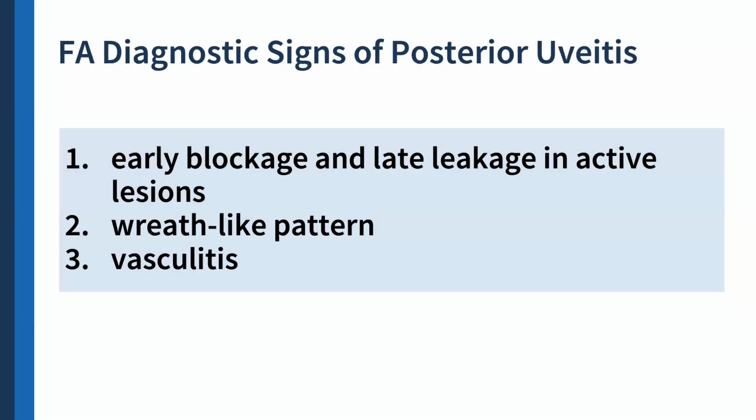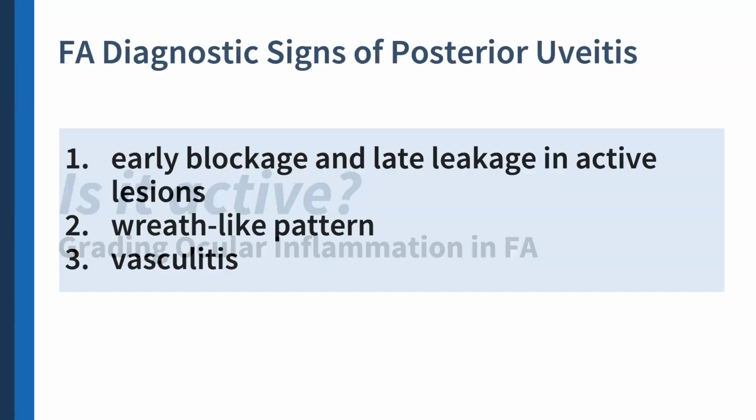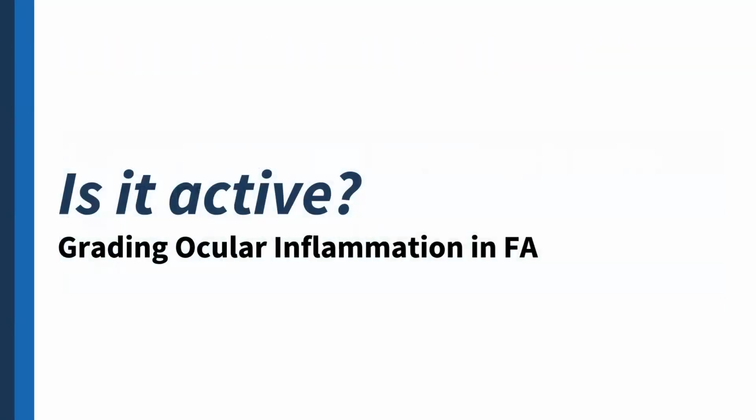So just remember these three signs: early blockage and early hypofluorescence with late hyperfluorescence, wreath-like pattern, and vasculitis. If you see any of these three on an FA, you should think there might be some sort of inflammatory process going on. Okay, so once you've determined that it's inflammation or uveitis, of course, refer to uveitis.